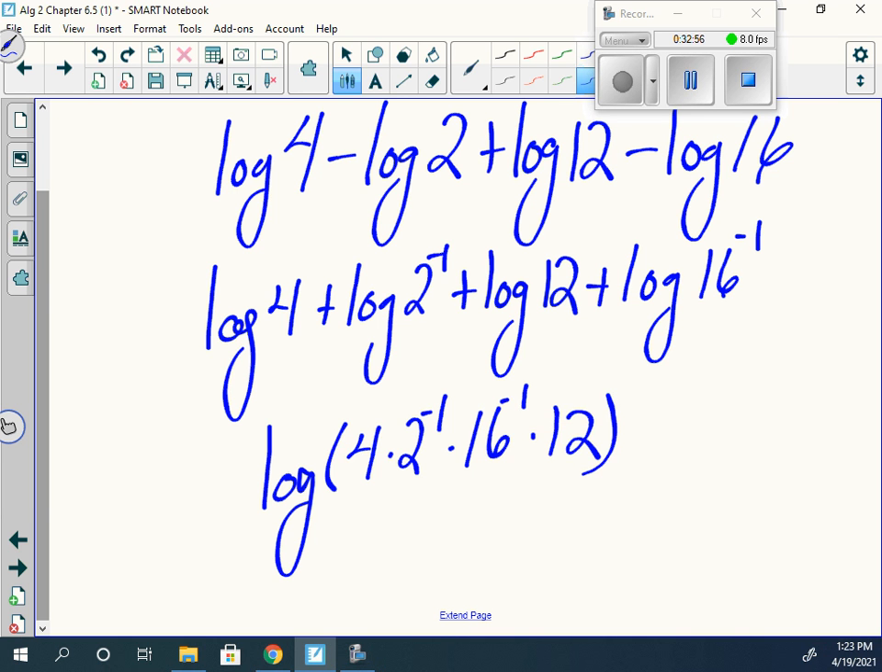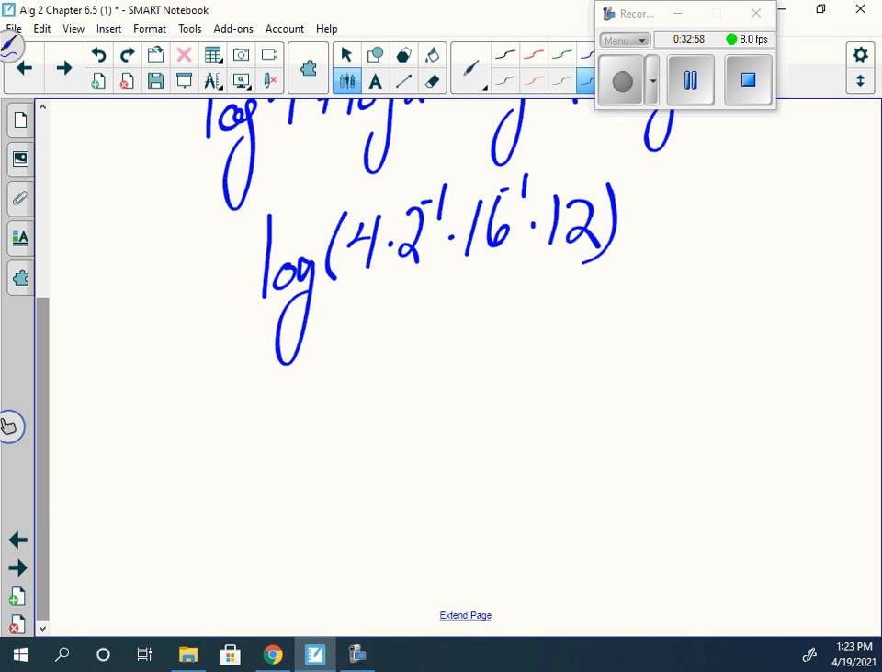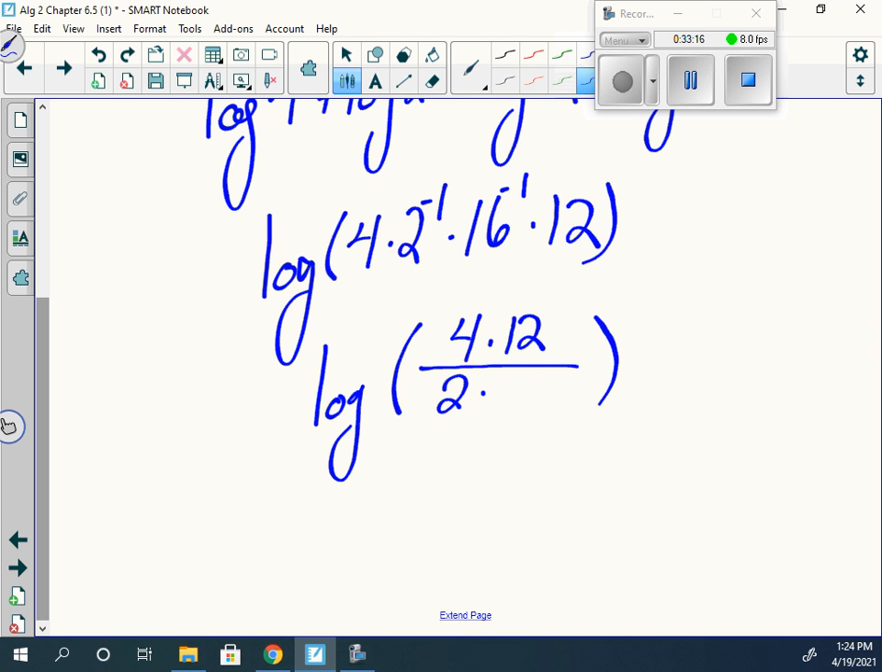And I rewrote those in a different order, but we can still get this here. So it's a little bit easier, so we're not trying to worry about how do we deal with fractions, and do we have fractions in fractions? It makes it easier to work with, where then we can rewrite it as 4 times 12 over 2 times 16.